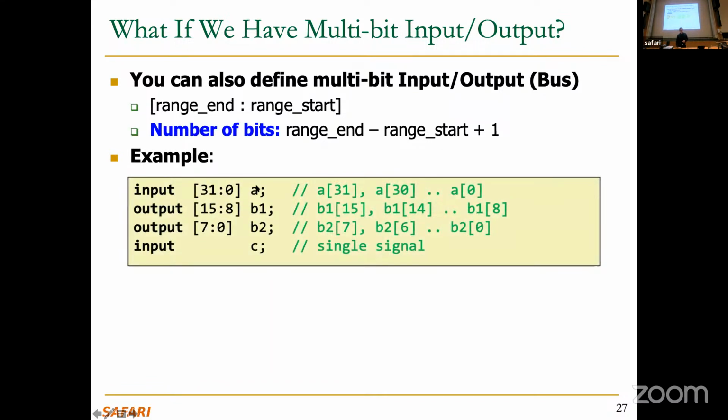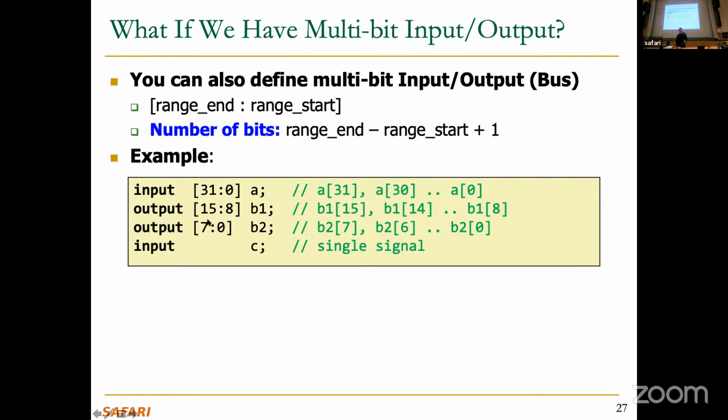This is a 32-bit bus named A. It basically consists of each of these bits, A31 and so on. You can individually address each of them in your module, for example. You can take A31 and AND it with A15, for example. These are two different bits from the 32-bit input, and you're ANDing them in an AND gate.